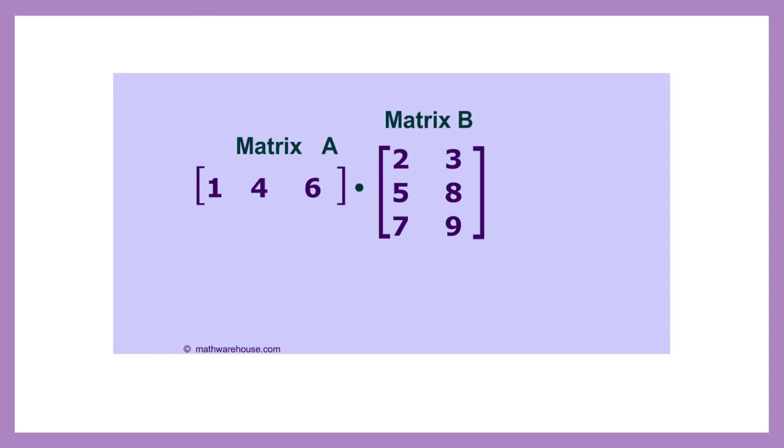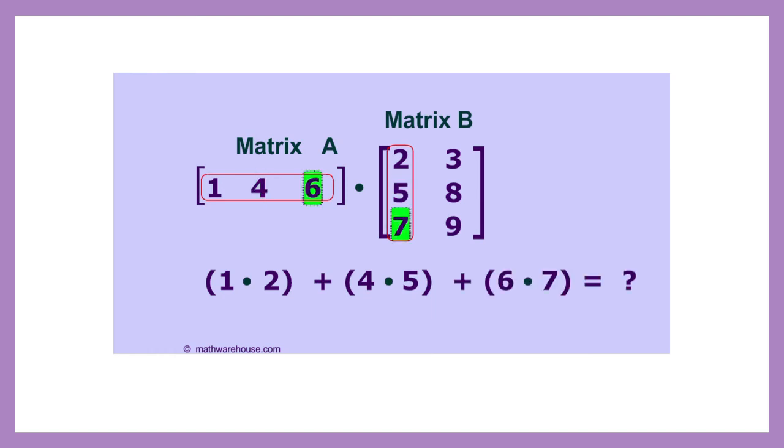Properties of multiplication. Matrix multiplication has the following important properties. It is not commutative. This means AB is not always equal to BA. It is associative. It is distributive over addition.